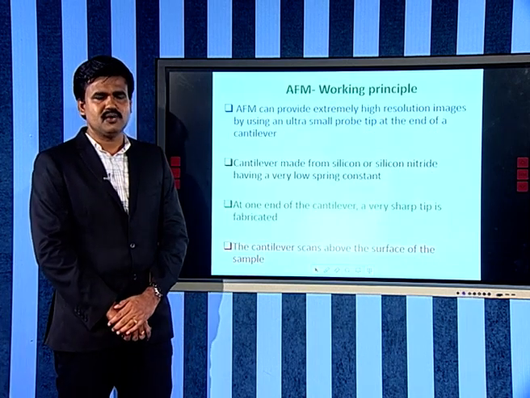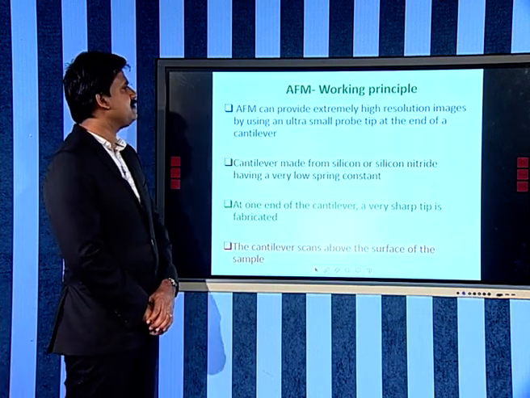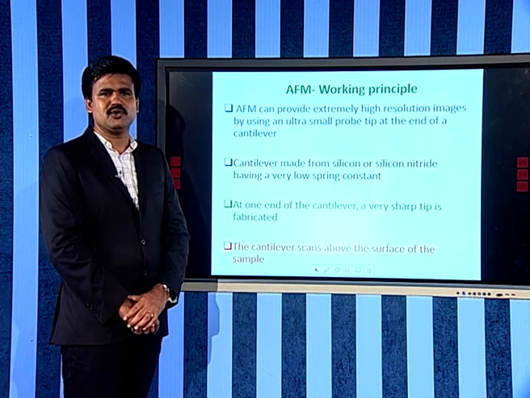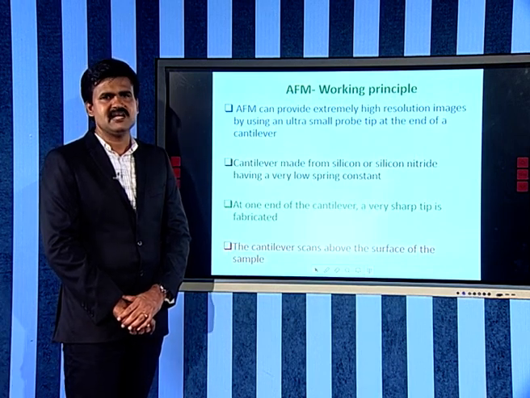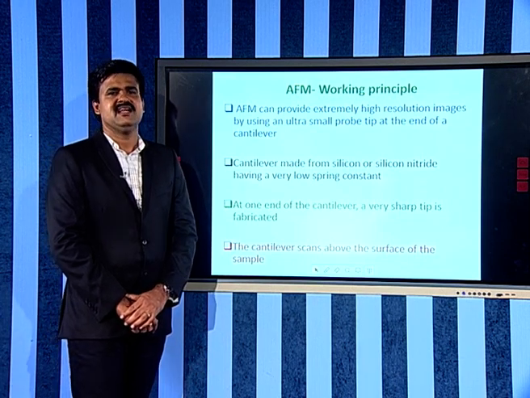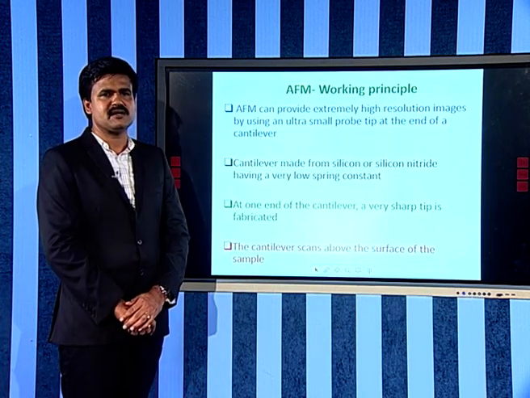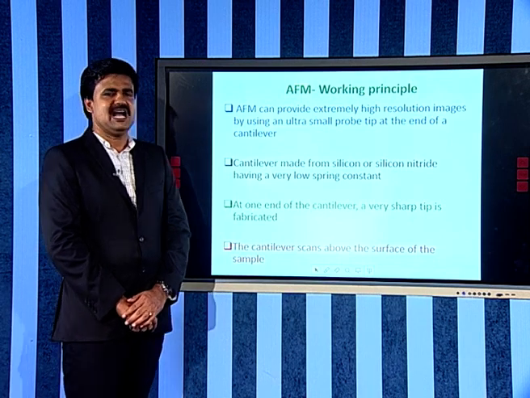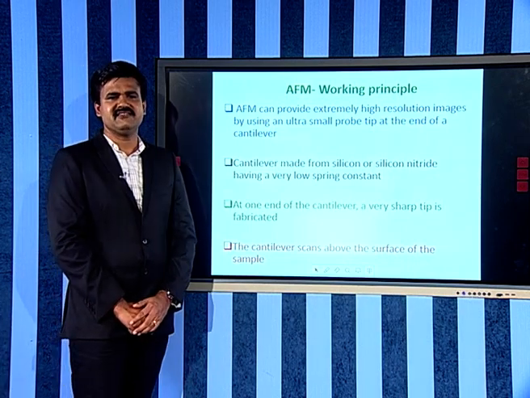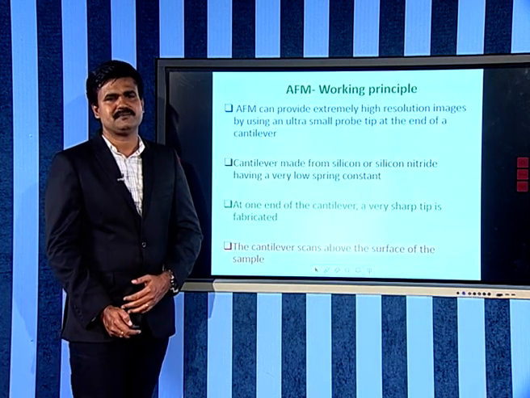The working principle of atomic force microscopy. AFM can provide extremely high resolution images by using an ultra small probe tip at the end of a cantilever. The probe tip is placed at the end of the cantilever. The cantilever is made from silicon or silicon nitride, having a very low spring constant, which is a physical parameter. At one end of the cantilever, a very sharp tip is fabricated. The cantilever scans above the surface of the sample under consideration.